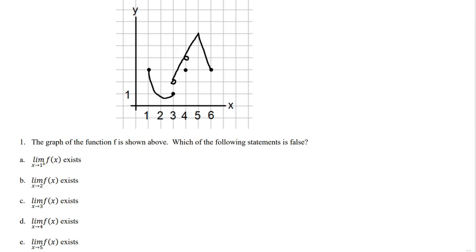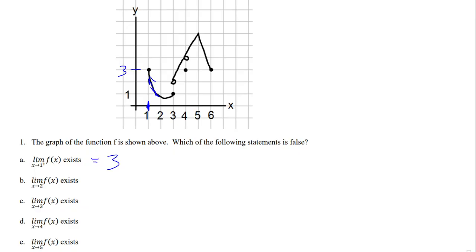So our first one here is just asking us which of these statements is false. So let's just look at each of them. The limit as x approaches 1 from the right exists. Well, here's x equals 1 on our graph. As we approach 1 from the right, yep, that limit exists, right? That limit is equal to, looks like this is 3 up here, right? So that one exists.